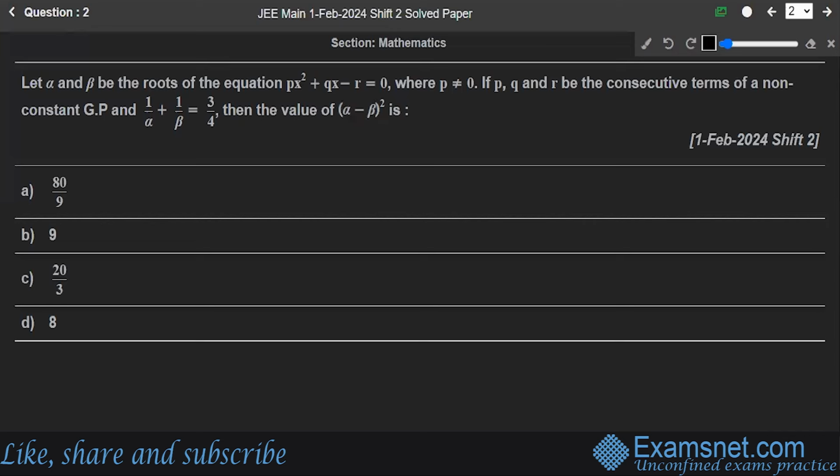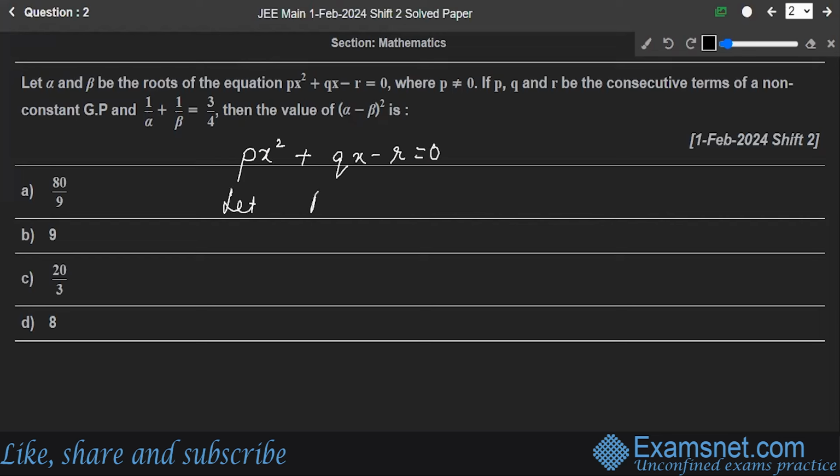Question number 2. Let alpha and beta be 2 roots for this equation where p is not equal to 0. p, q, r be the consecutive terms of a non-constant GP. 1 by alpha plus 1 by beta, the sum of it is 3 by 4. You have to find out (alpha minus beta) whole square. I'll start with the equation. You have px square plus qx minus r is equal to 0.